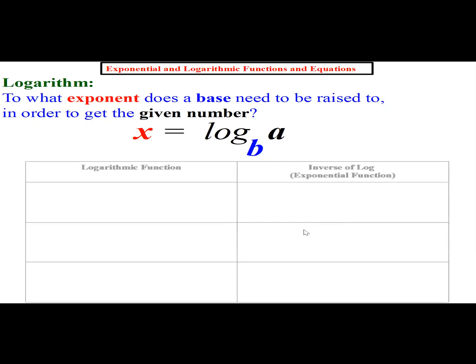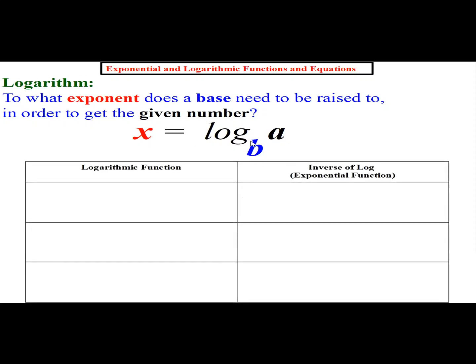So I want you to copy this table, and we're going to translate these to exponential functions first so that you understand all the components. So I want you to write this here on the first column. The first column is titled logarithmic function, and the second column is titled inverse of log, or in parentheses, exponential function. So the reason I want to go that route first is so that we can identify all the components of a log function. Once again, my definition, the way I see logs, is like a question. The question that is asked is, to what exponent does a base need to be raised in order to get the given number?